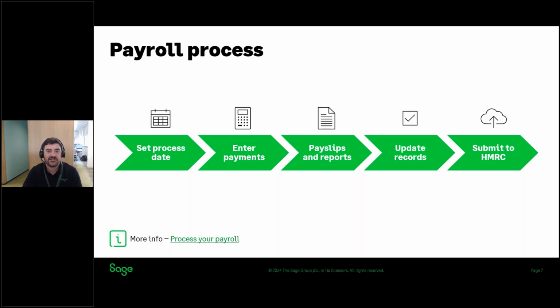So as you can see from the slide, we start on the left-hand side by setting our process date. We're then going to go through entering the payments for the current period. We'll produce pay slips and reports. We're then going to update the records, which in effect finalizes the payroll and adds it to the employee's history. And then the final step is submitting that payment information to HMRC, which you'll be doing as part of a full payment submission.